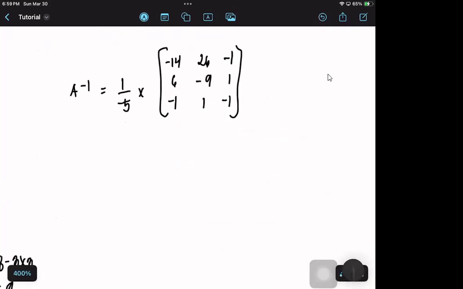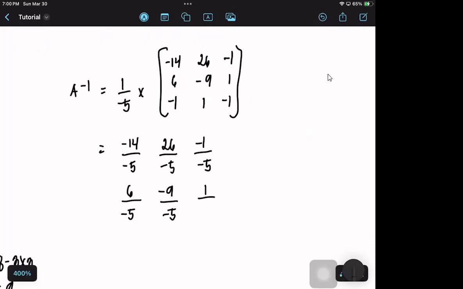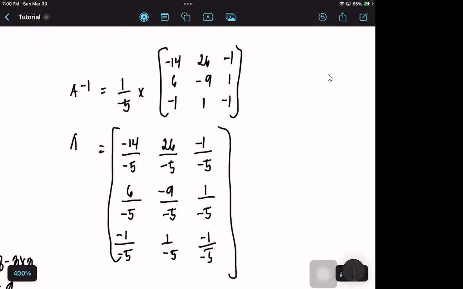Since that is the result already, we'll multiply that by 1 over -5. So it will become -14 over -5, 26 over -5, then -1 over -5, then 6 over -5, then -9 over -5, then 1 over -5, then -1 over -5, and 1 over -5, then -1 over -5. So this will be the answer of your A inverse. That is the A inverse.